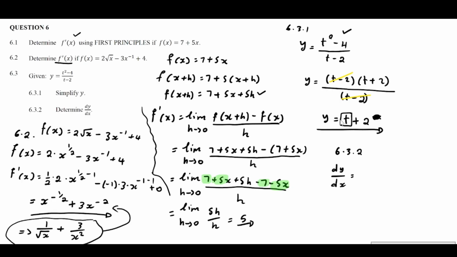So it means that everything you have here is constant. So that means t is constant, 2 is constant, so the derivative of a constant is what? 0. So that is the final answer there for 6.3.2. Let's see what we can do with question number 7. Thank you very much.